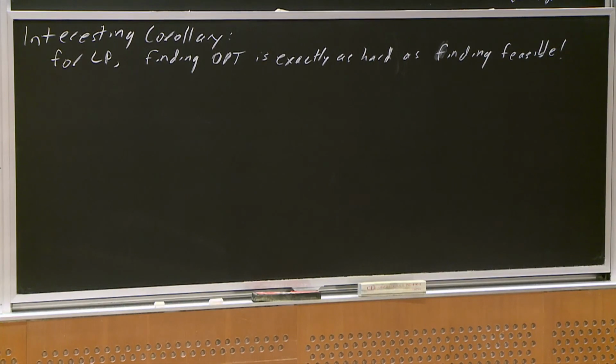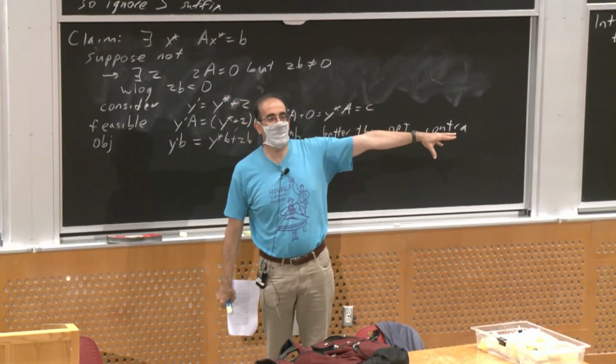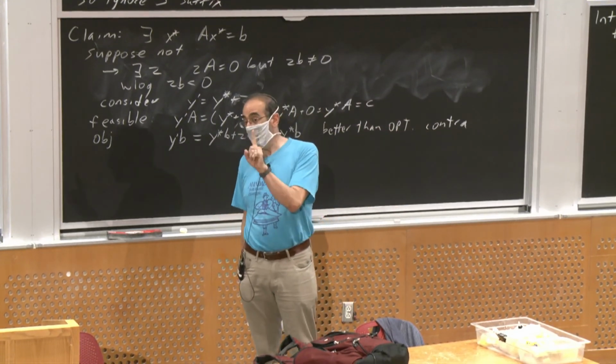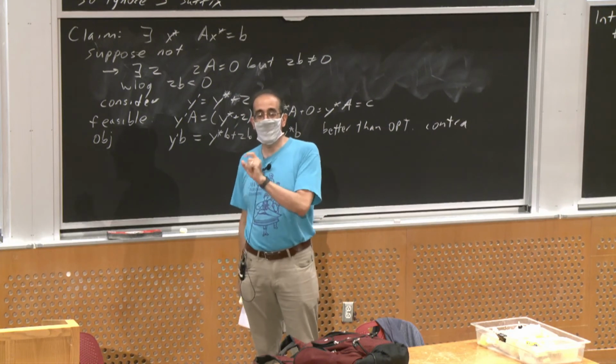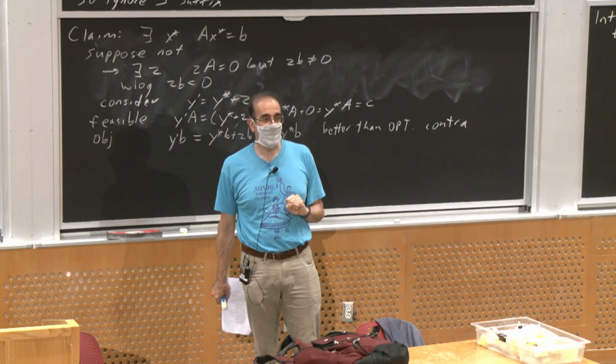Okay? In other words, an algorithm for optimizing a linear program can be used as an algorithm for finding a feasible point. That's not surprising. But also, an algorithm for finding a feasible point of a linear program can be used to optimize any linear program.